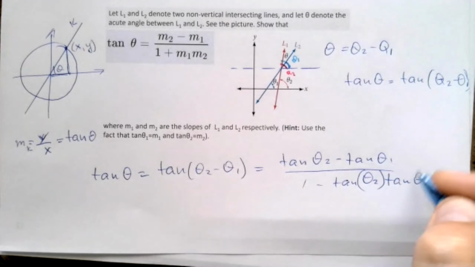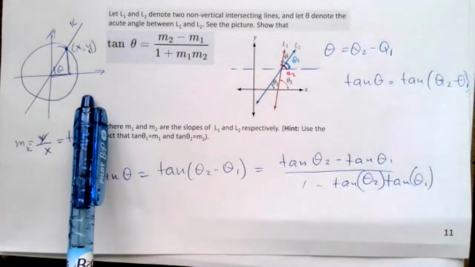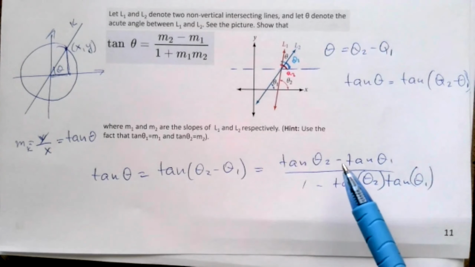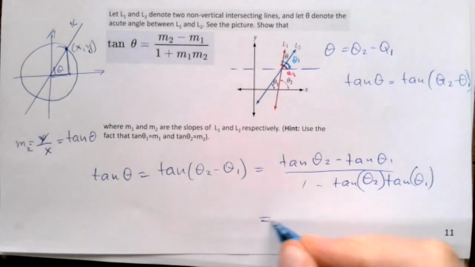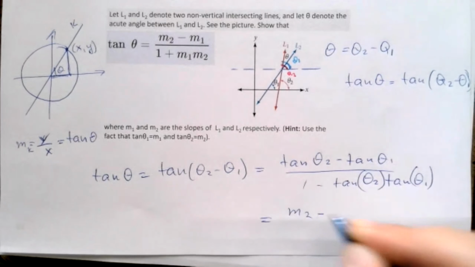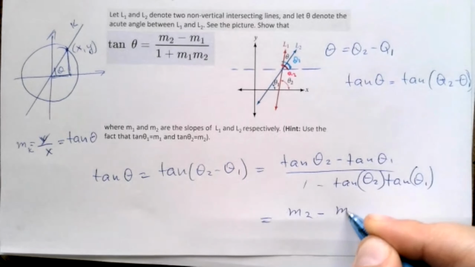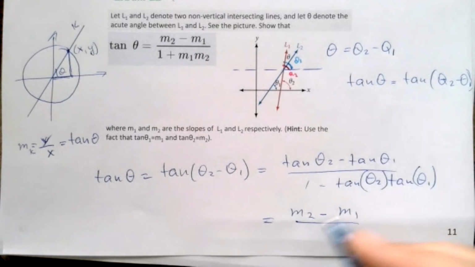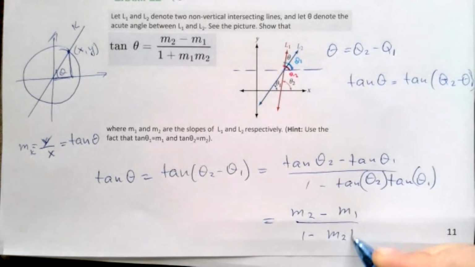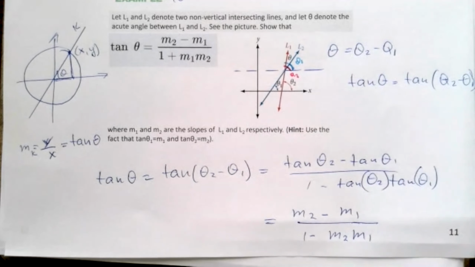Okay, but remember we mentioned that tangent is the same as the slope of the line. So basically we have the slope of line 2 minus the slope of line 1, divided by 1 plus the product of those slopes. So that's what they asked us to prove.